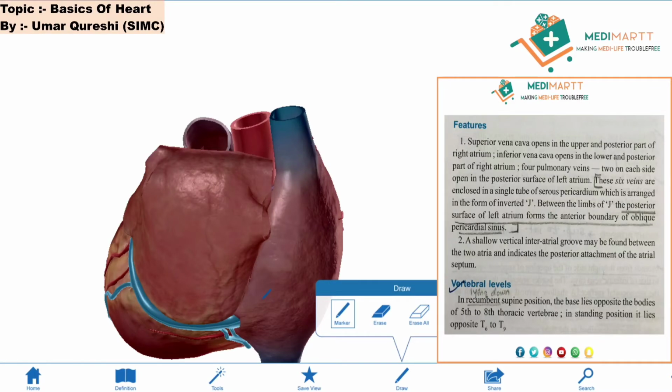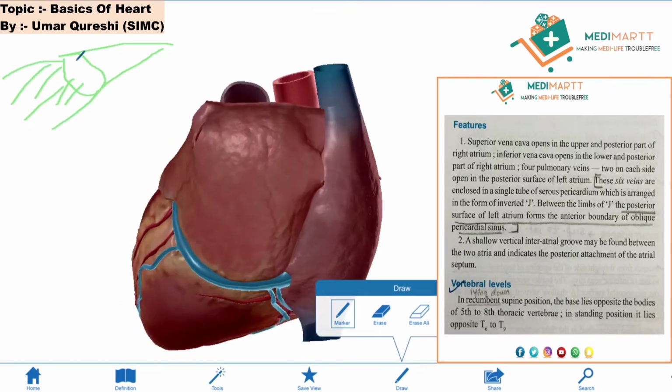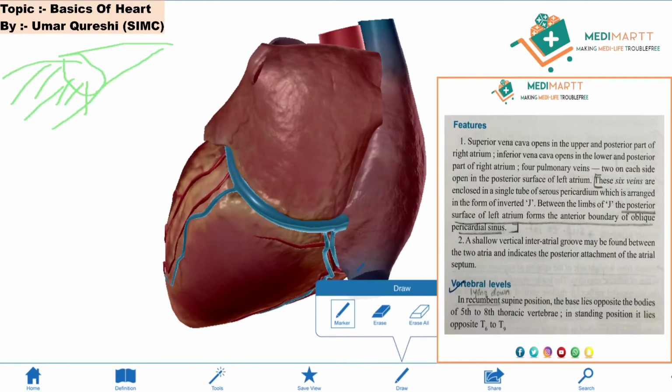Okay, so these 6 veins are enclosed in the single tube of pericardium, meaning you should understand that this is a tube. The superior vena cava, inferior vena cava, and the 4 pulmonary veins are all enclosed in the single tube of the pericardium. Just like that. So this is the point.